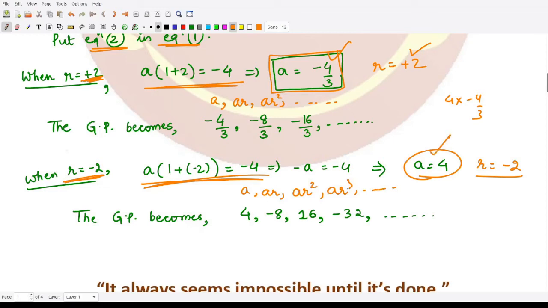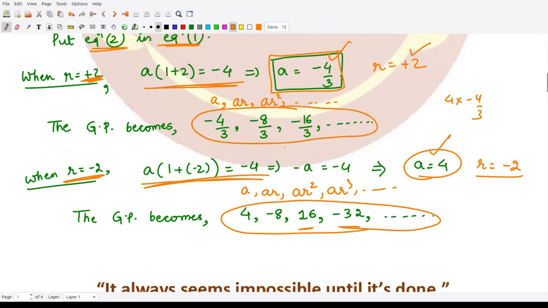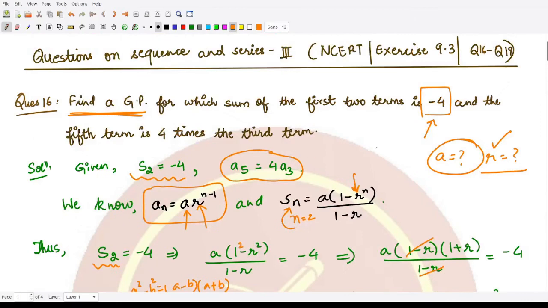The second term is a into r, 4 into minus 2, which is minus 8. The third term is a into r square, 4 into 4, which is 16, right? The fourth term is a r cube, so r cube would be minus 8, and minus 8 into 4 is minus 32, and so on. So this forms the GP in the case when r is equal to minus 2, and this forms the GP in the case when r is equal to plus 2. Correct? So this is about question number 16.